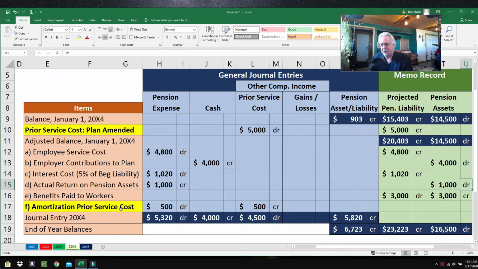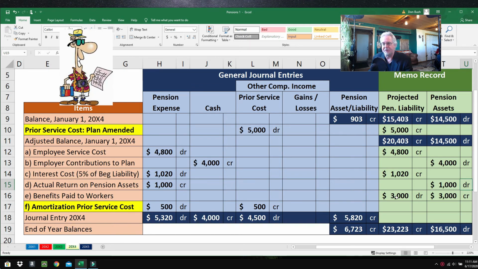Benefits paid to workers. Now this is coming out of the independent third party. It reduces the pension liability, it reduces the pension assets, so that's why we have $3,000 credit, $3,000 debit. And coming down to letter F, amortization of prior service costs.